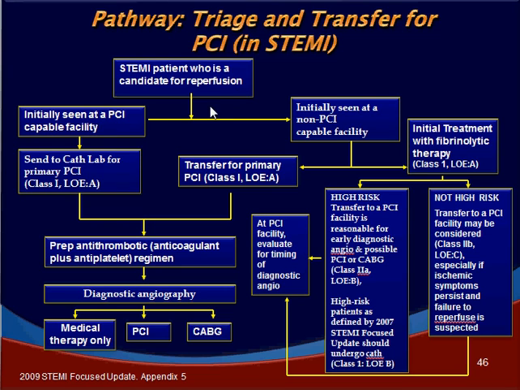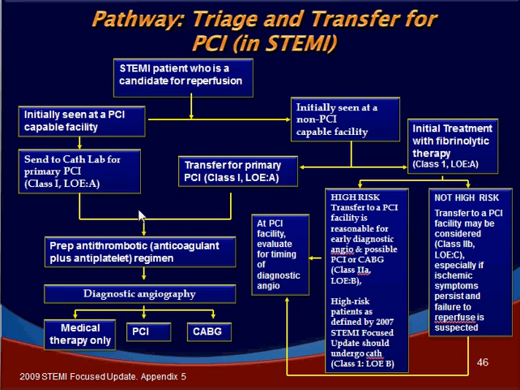That patient can present either initially seen at a PCI capability facility, or he may be seen initially at a non-PCI capability facility. If he is seen at a PCI capability facility, send him to the cath lab for primary PCI. This is a class 1 recommendation, level of evidence A.